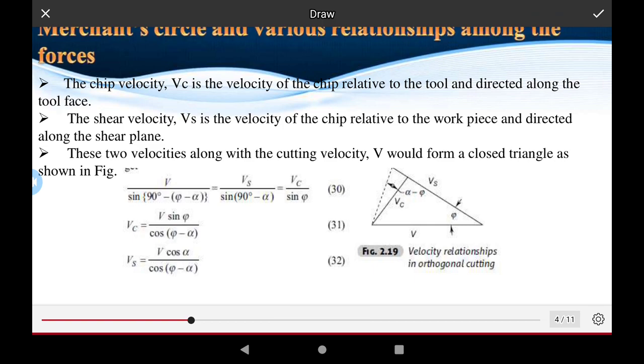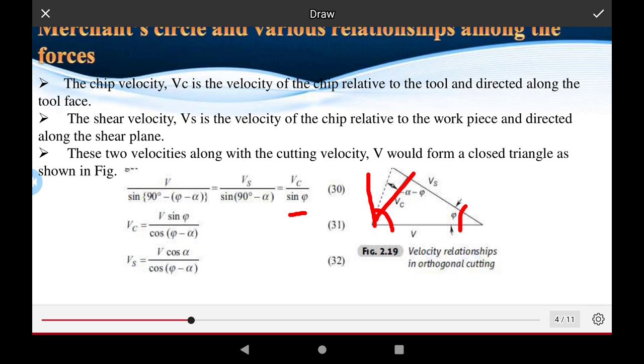Apply Lami's theorem. Lami's theorem says that V upon the sine of the opposite angle, which is 90 minus phi minus alpha, equals Vs upon sine of its opposite angle, which is 90 minus alpha, equals Vc upon sine of its opposite angle, which is phi.